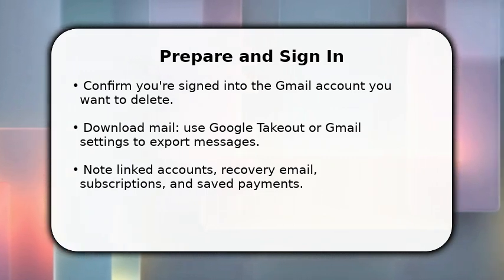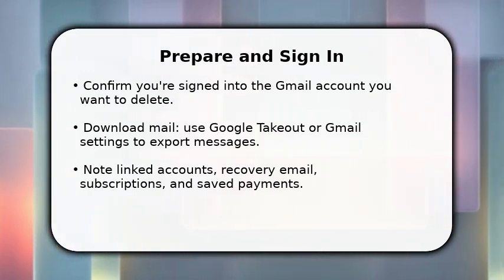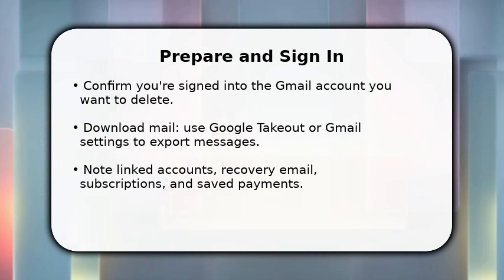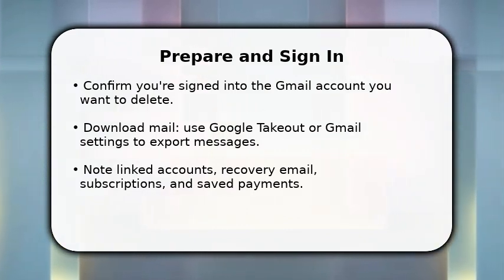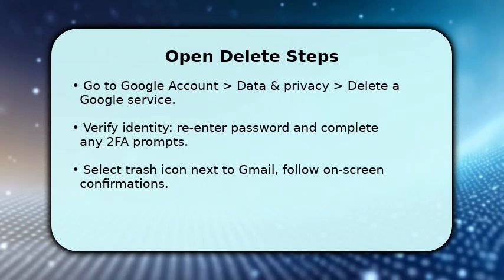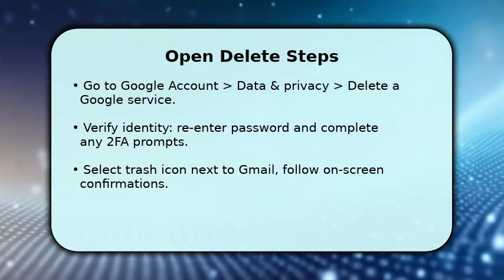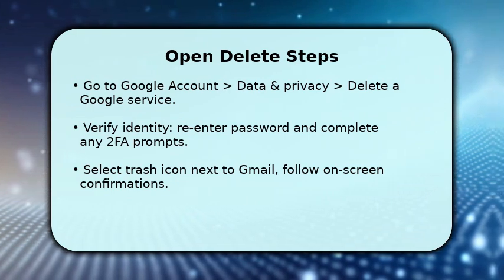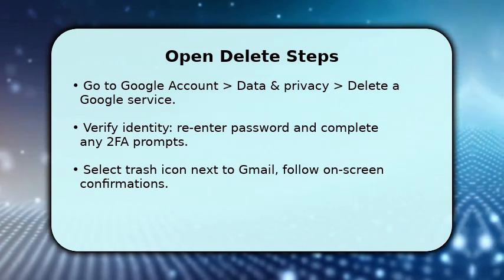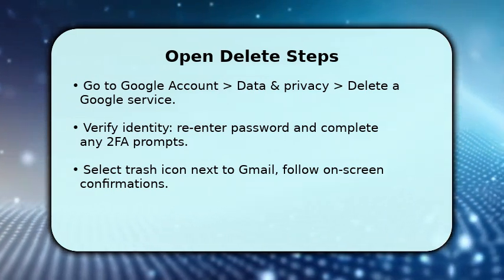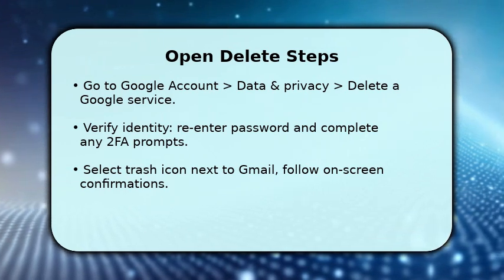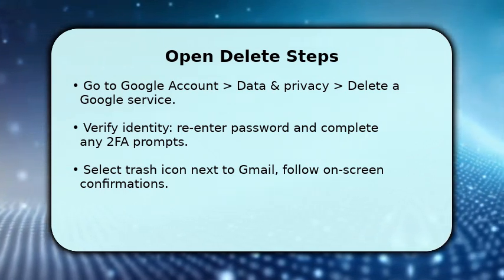Once done, open your Google account settings and prepare to navigate to Data and Privacy so you can remove the service. Now you move through the actual deletion flow. In Data and Privacy, locate Delete a Google service and select it. Google asks you to verify identity so it protects other users. Re-enter your password, complete any two-step prompts, and then choose the trash icon next to Gmail.